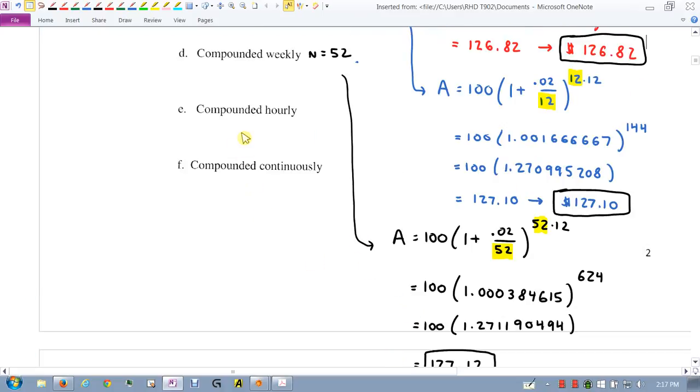How about hourly? What is N going to be hourly? Every hour they compute your interest. So first, let's figure out how many days there are in a year. 365, and 24 hours in a day, right? So 24 times 365, which is 8,760 on a non-leap year. That's right, if we're assuming the number of days to be 365.